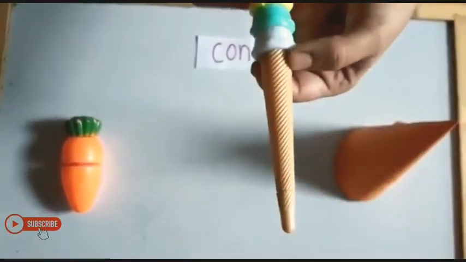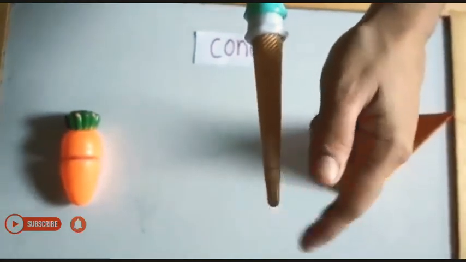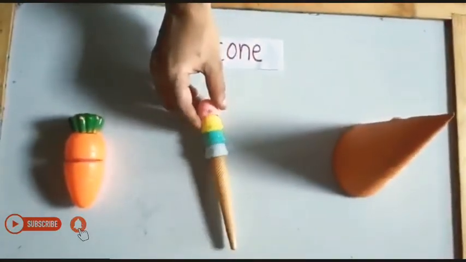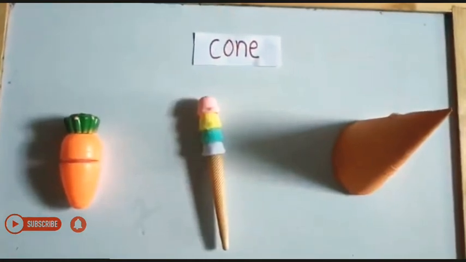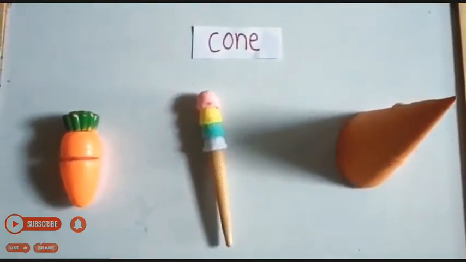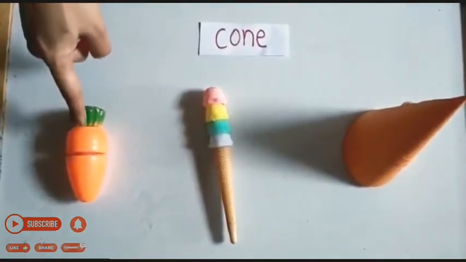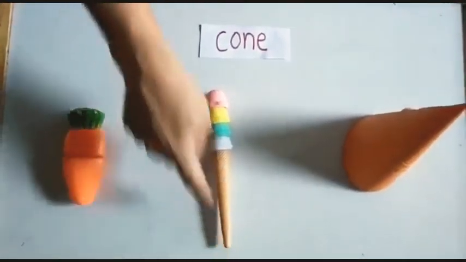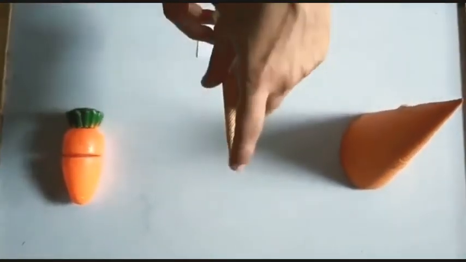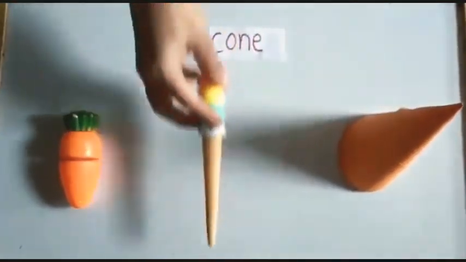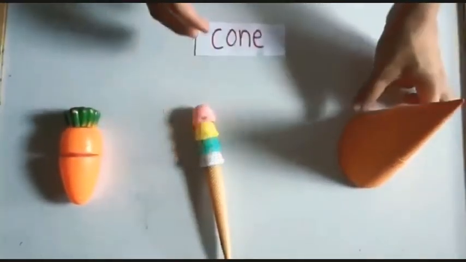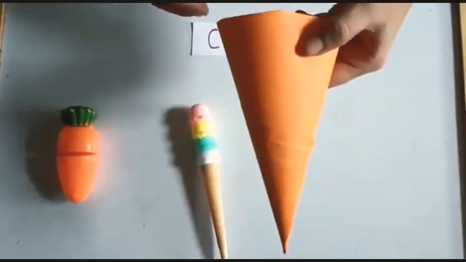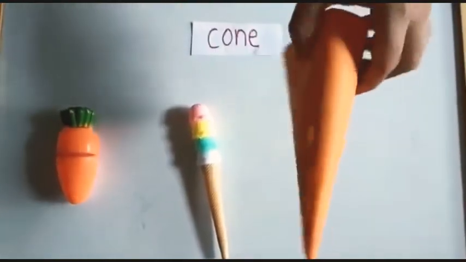From up it goes down and it meets here. So which shape is this? Cone shape. Can you see this carrot children? The shape of the carrot is cone shape. From up to down it comes down to a point. They meet over here. It is called cone shape. It looks like a cone. Like this. Can you see this? It's a cone shape.